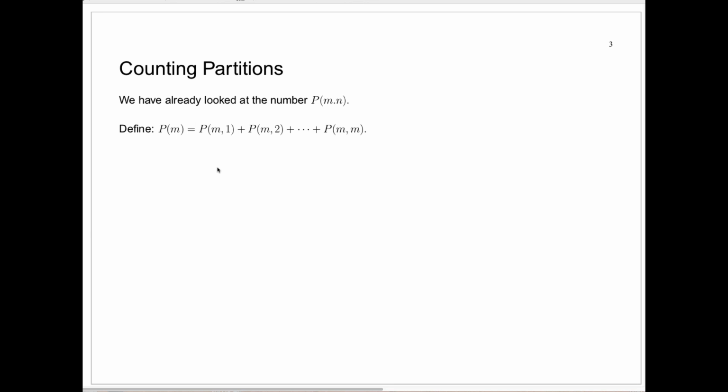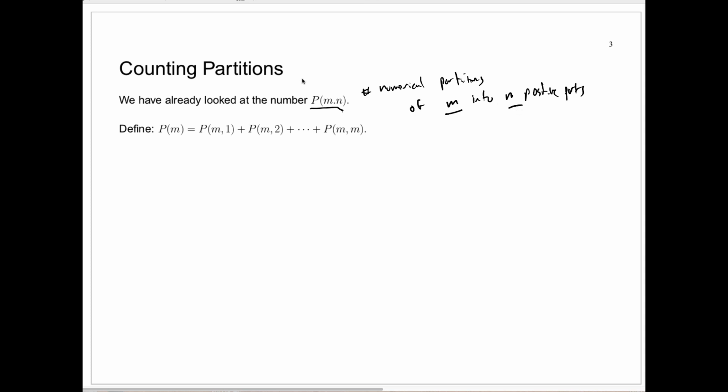Which now brings us to the question, can we generalize this? And we've already talked about partitions, so we want to know, how can we count partitions? We've already learned some methods of talking about the partition number, P(M,N), the number of numerical partitions of the number M into N positive parts. In other words, we want to write the number M as a sum of N positive integers.